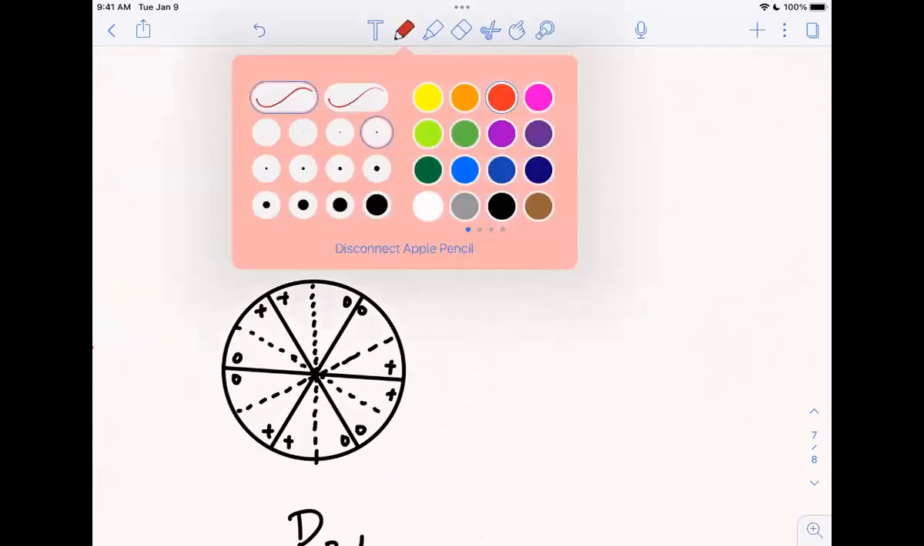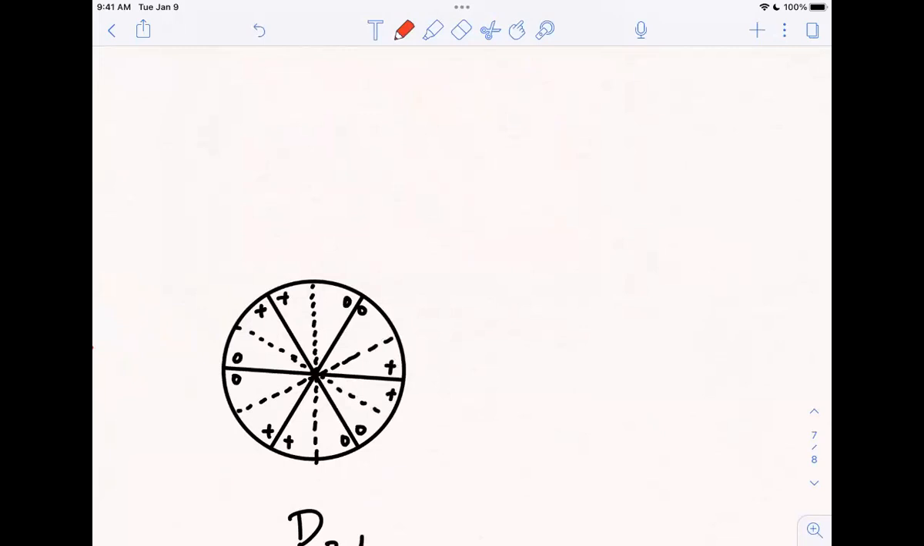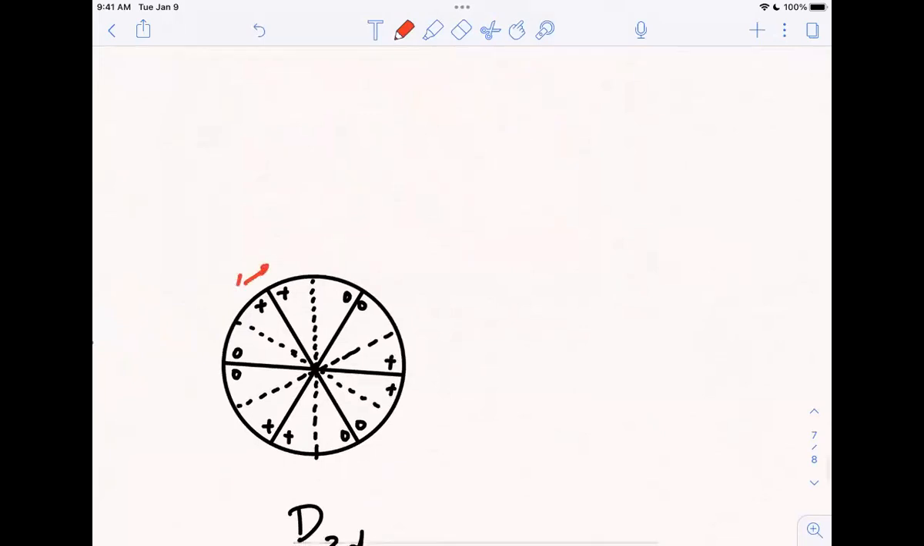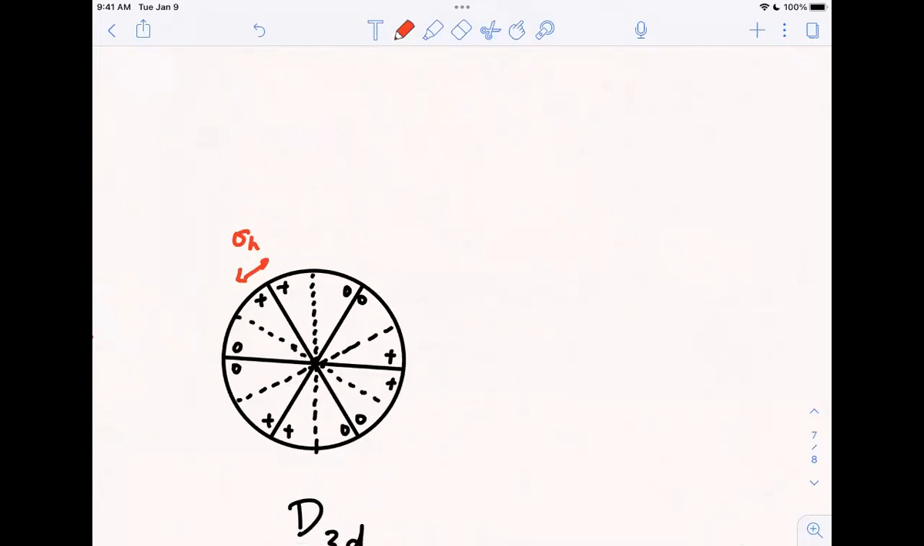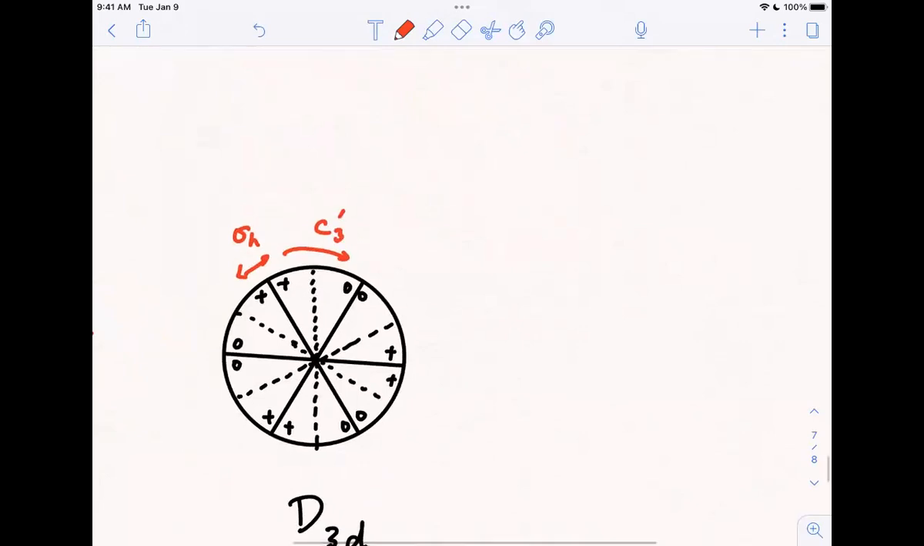Okay, so here you have reflection, and then from this one, you have a C3 prime. So this cross here, you have C3 prime. Prime means it's a vertical rotation. Okay, and this is not sigma V.